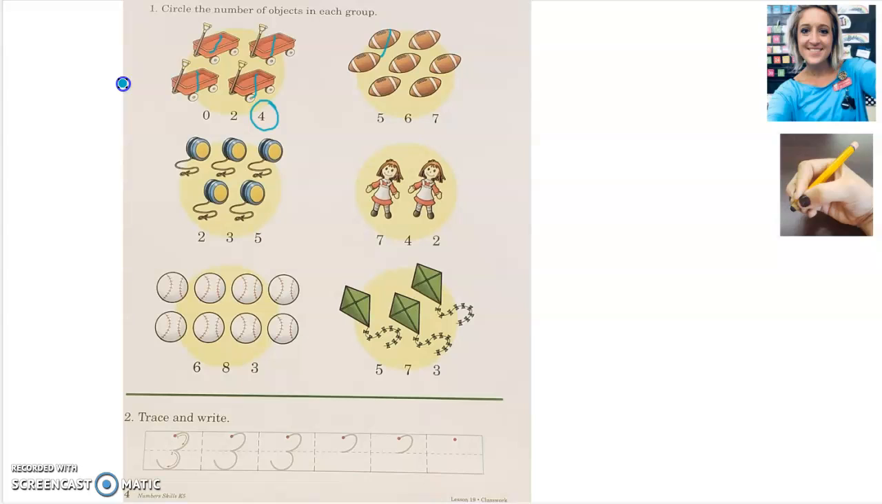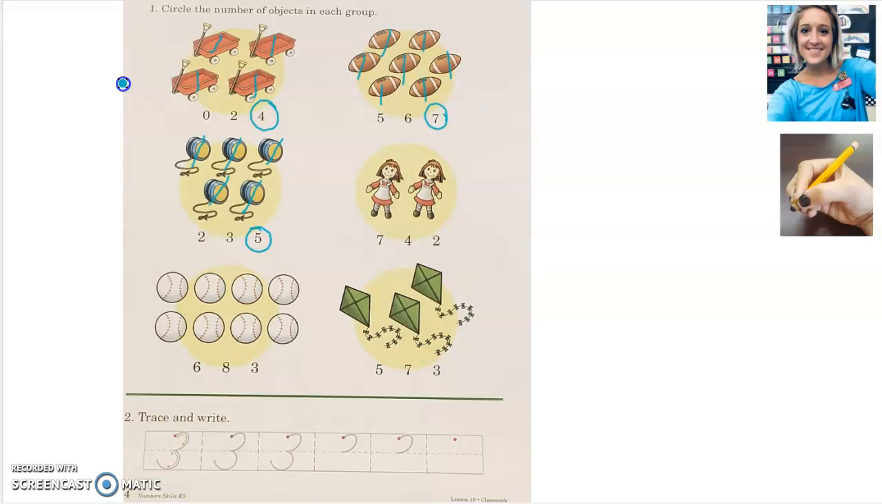All right, let's count the footballs. Ready? 1, 2, 3, 4, 5, 6, 7. So let's look down here and find the number 7. Right here. All right, let's count the yo-yos. Ready? 1, 2, 3, 4, 5. Let's look down here and let's circle the number 5.